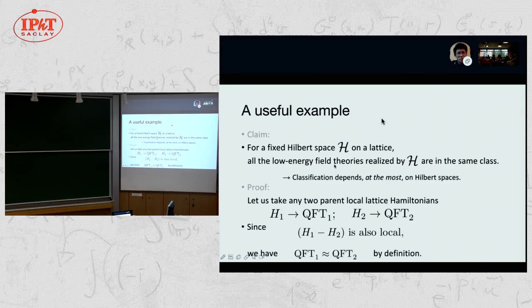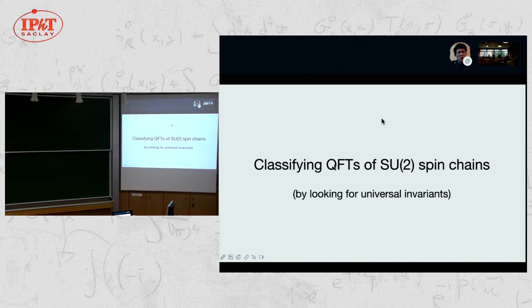So it means that we need to only consider the Hilbert space rather than any details within one Hilbert space. So let's do this classification for the conventional SU2 spin models in 1D by looking for some universal invariance or the bulk construction.